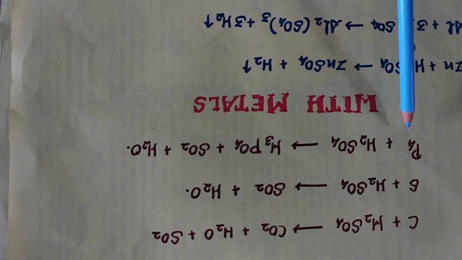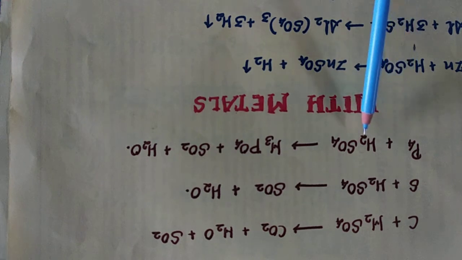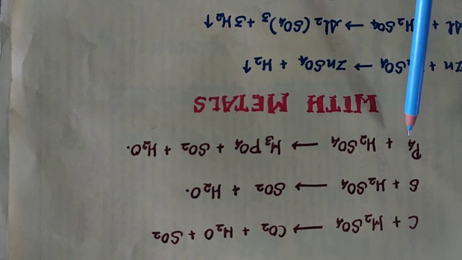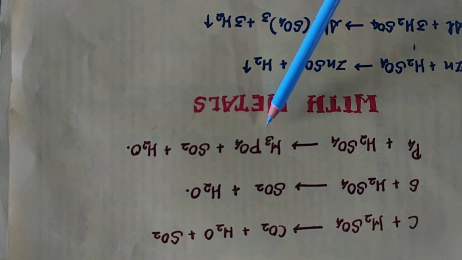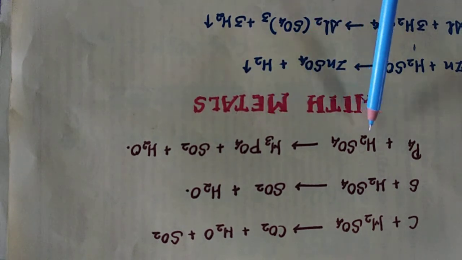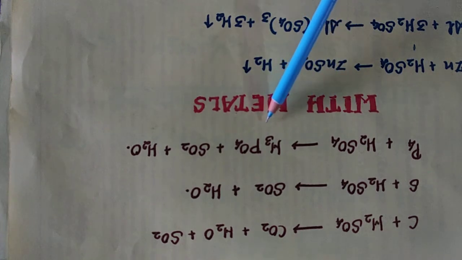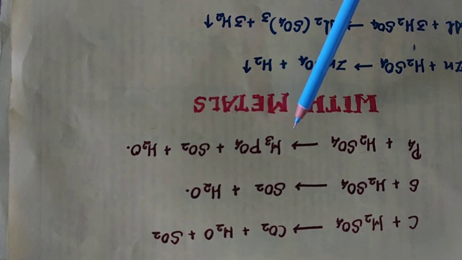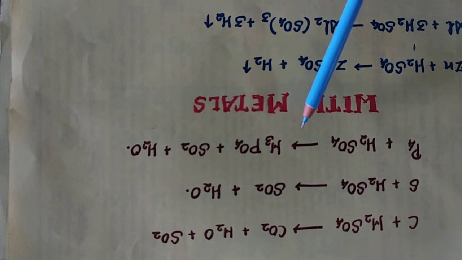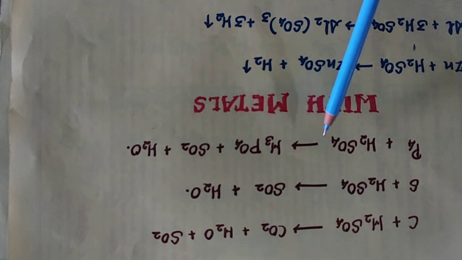Then the next example for the oxidizing property is reaction with phosphorus. When sulfuric acid is allowed to react with phosphorus, it results in the formation of phosphoric acid, or simply we can say phosphorus is oxidized to phosphoric acid. So dear students, these are the examples illustrating the oxidizing nature of sulfuric acid.